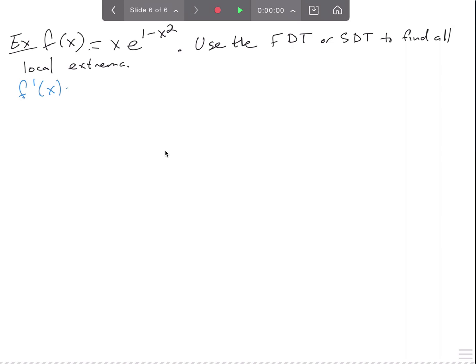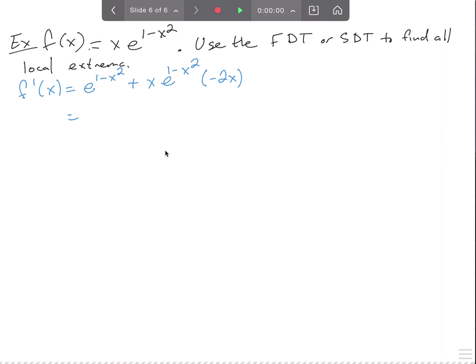So to find the critical points, we need the derivative. So what is the derivative? E to the 1 minus x squared. Good. Is it plus or minus? Plus. Okay. Well, then I should erase the 2x then. Okay. So plus x times what? E to the 1 minus x squared. And then? Okay. Which is? Negative 2x, right? Okay.